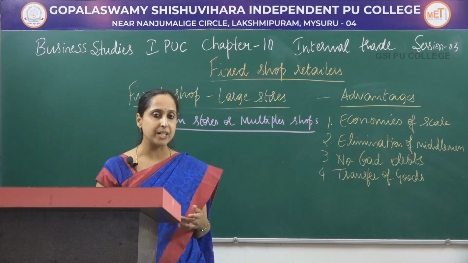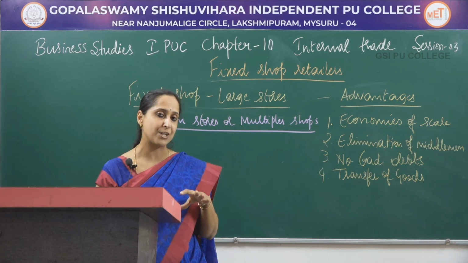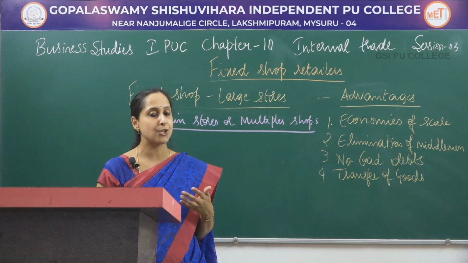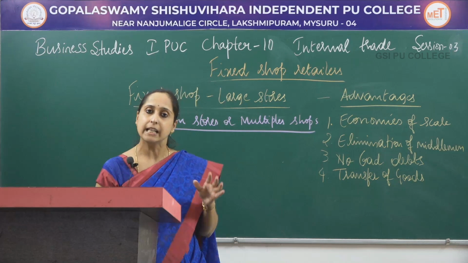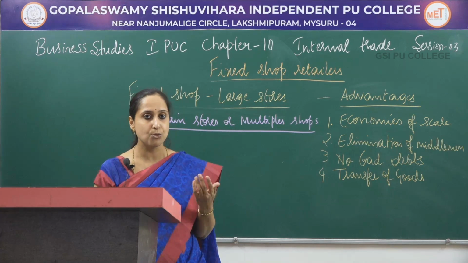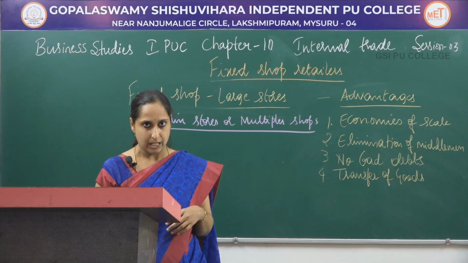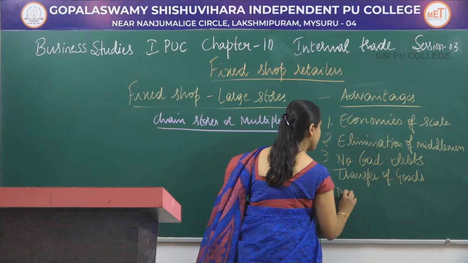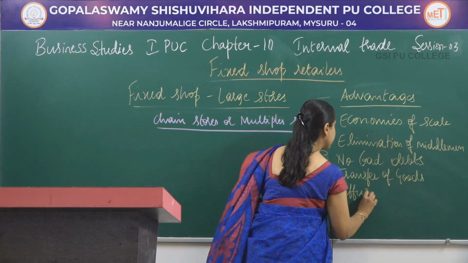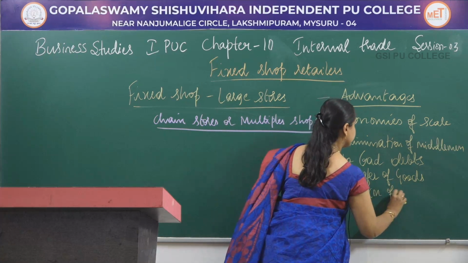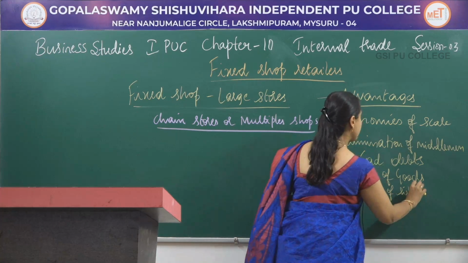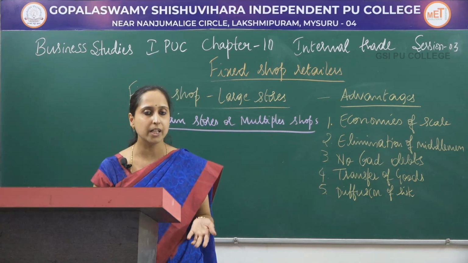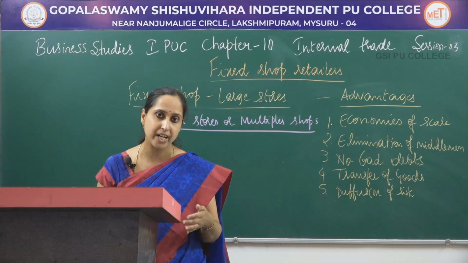Transfer of goods means, multiple shops will have branches almost in all locations, and if a particular branch is not able to sell a few goods, they can transfer those goods to another locality. So by this they can transfer the goods. Next is diffusion of risk. Diffusion means spread, to spread, that is what it means. The losses incurred in one shop can be recovered in another shop.